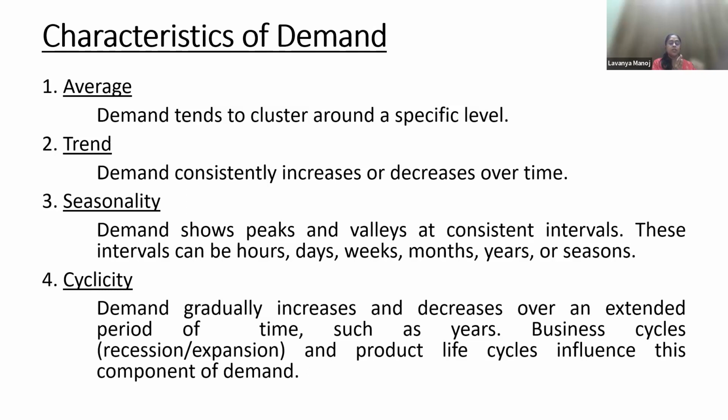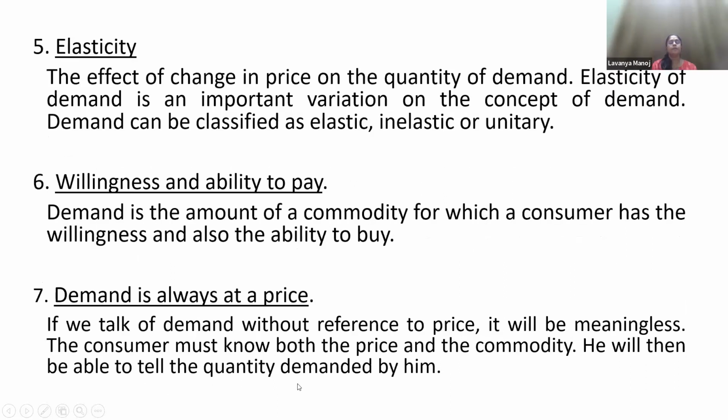Trend. If there is a trend for a particular product, it means demand constantly increases or decreases over time. Seasonality, you will not notice much difference. That would be a normal pattern which follows the same pattern on a yearly basis. Cyclicity, you can recognize in the trend pattern. Cyclicity gradually increases and decreases. Business cycle and product life cycle influence the component of demand.